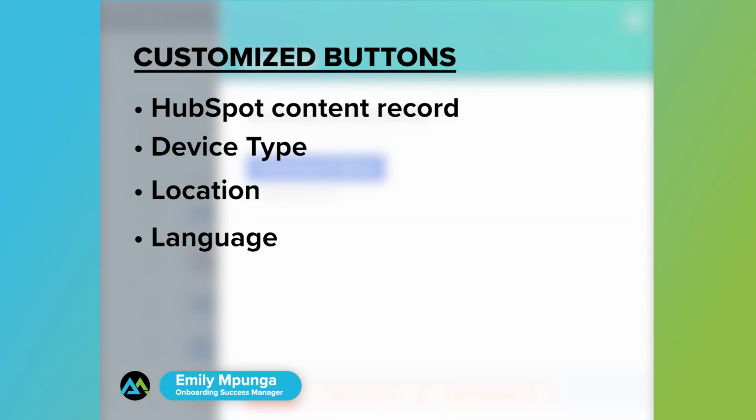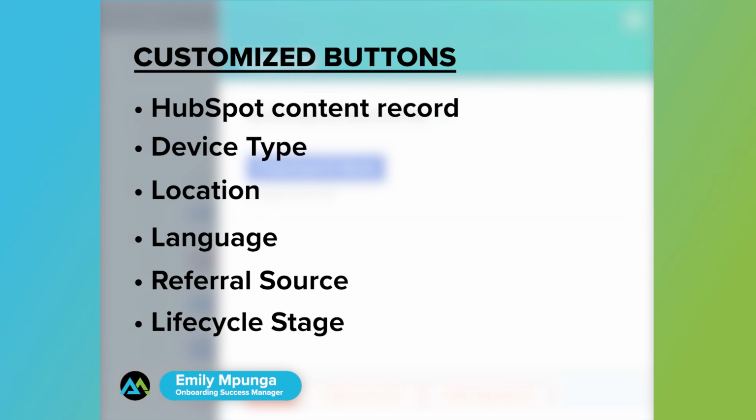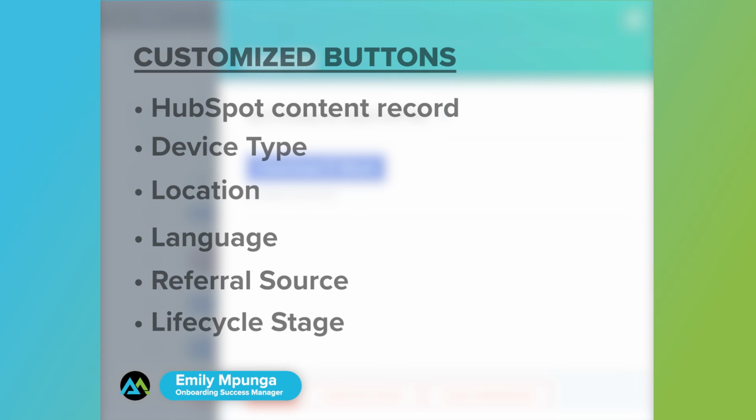So we have also another one, which is the referral source. This one will show your visitors the smart content based on how they found your website, and also the preferred language. So you can also personalize your content based on the language set within the user's web browser. And also for the lifecycle stage, HubSpot will look at the lifecycle stage property of that contact, and then they will be able to display the relevant content based on the value of that field.